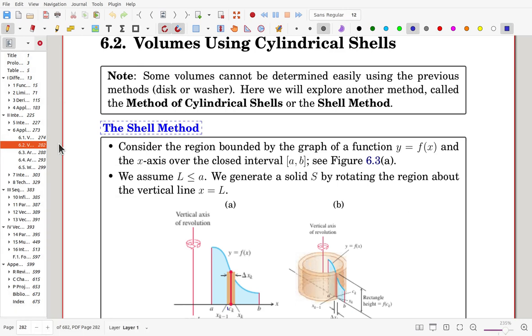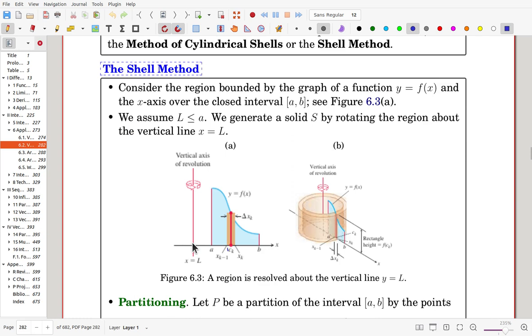Consider the region bounded by the graph of a function y equals f(x) and the x-axis over the interval [a, b], as in this figure. Now we choose L left of a, but you can choose L right of b. But here we chose this one. We generate a solid by rotating the region about the vertical line x equals L.